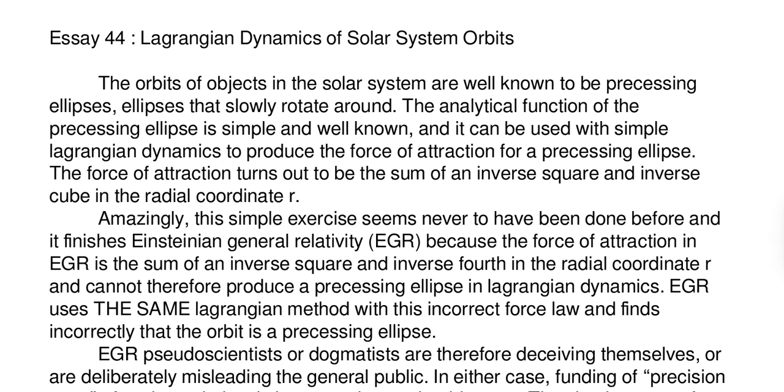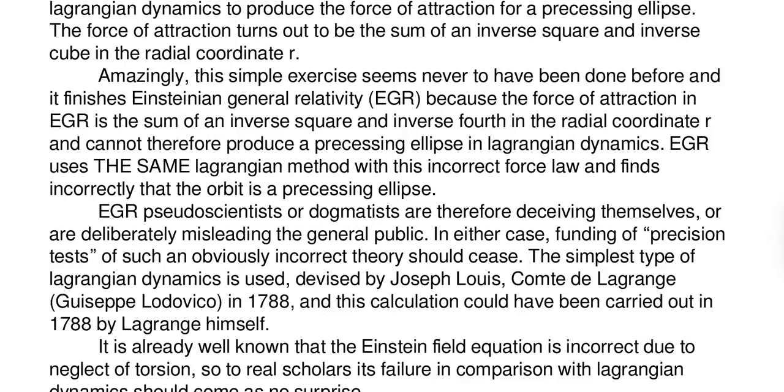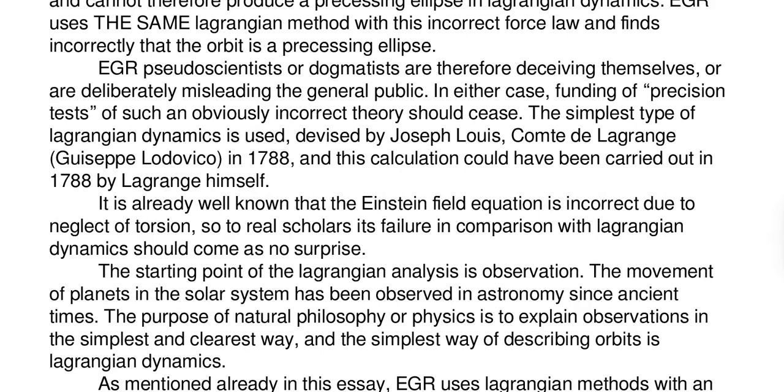EGR uses the same Lagrangian method with this incorrect force law, and finds incorrectly that the orbit is a precessing ellipse. It only looks like a precessing ellipse for very tiny angles. After that it becomes wild and divergent.